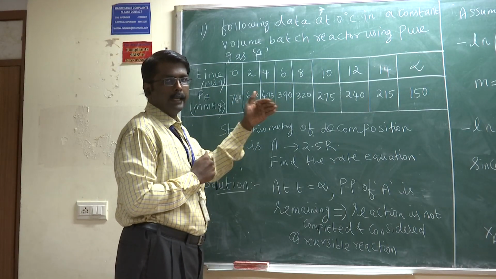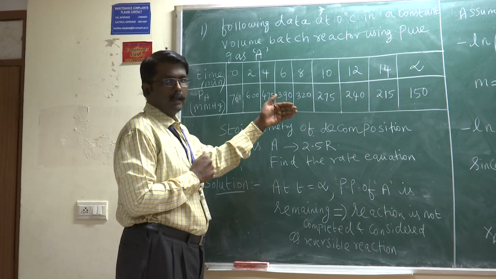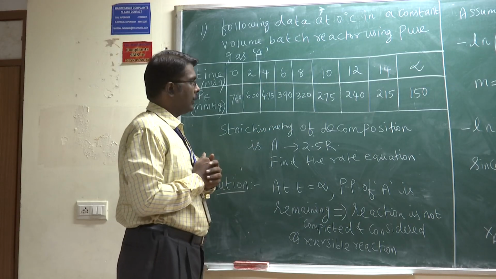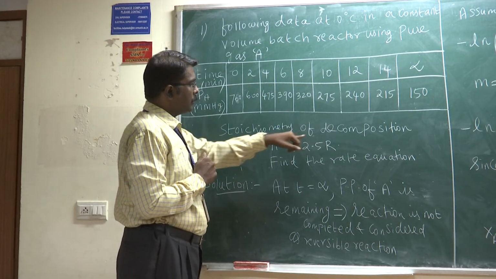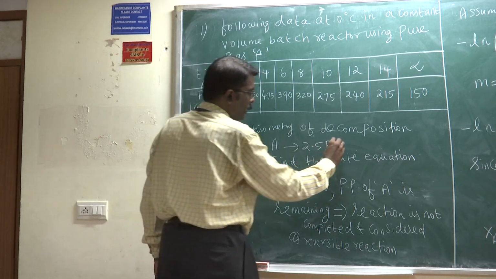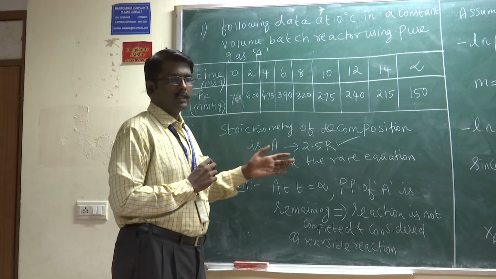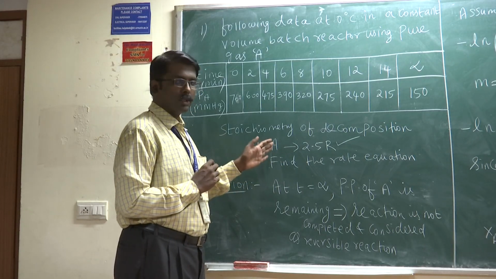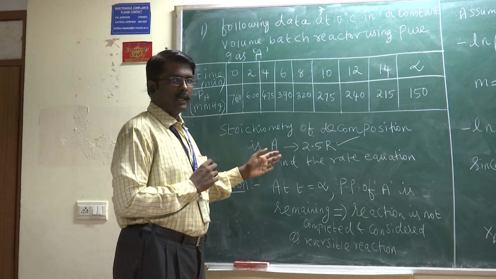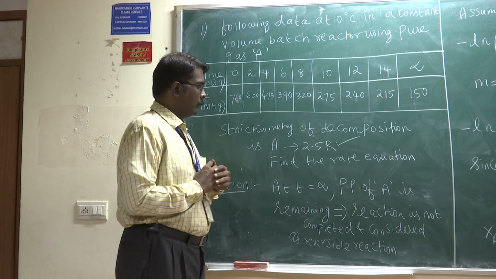Now let us use this data to find the reaction order as well as the rate constant for this reaction. The stoichiometry of this decomposition reaction is given as A giving 2.5 R. So the stoichiometry equation is given. It is a decomposition reaction: 1 mole of A is giving us 2.5 moles of R.